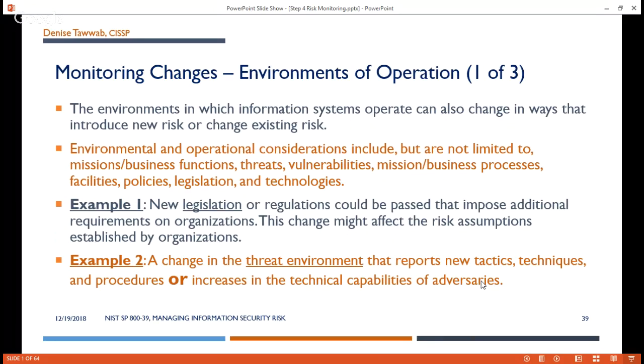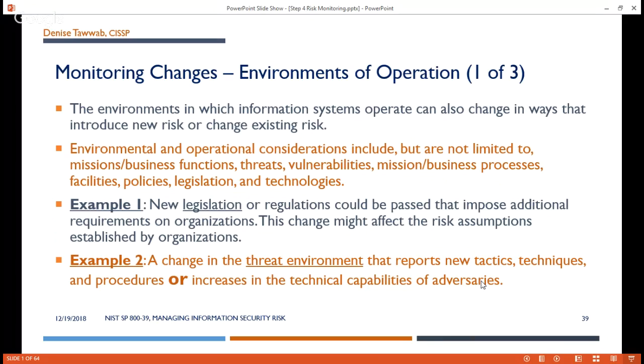Monitoring changes in your environment of operations. The environments in which information systems operate can also change in ways that introduce new risk or change existing risks. And usually, when we're talking about changes to existing risk, we're looking at increases in existing risks. Environmental and operational considerations include, but are not limited to, business functions, threats, vulnerabilities, business processes, facilities, policies, legislation, and technologies. One example is new legislation or regulations could be passed that impose additional requirements on organizations. Again, GDPR. This change might affect the risk assumptions established by organizations.